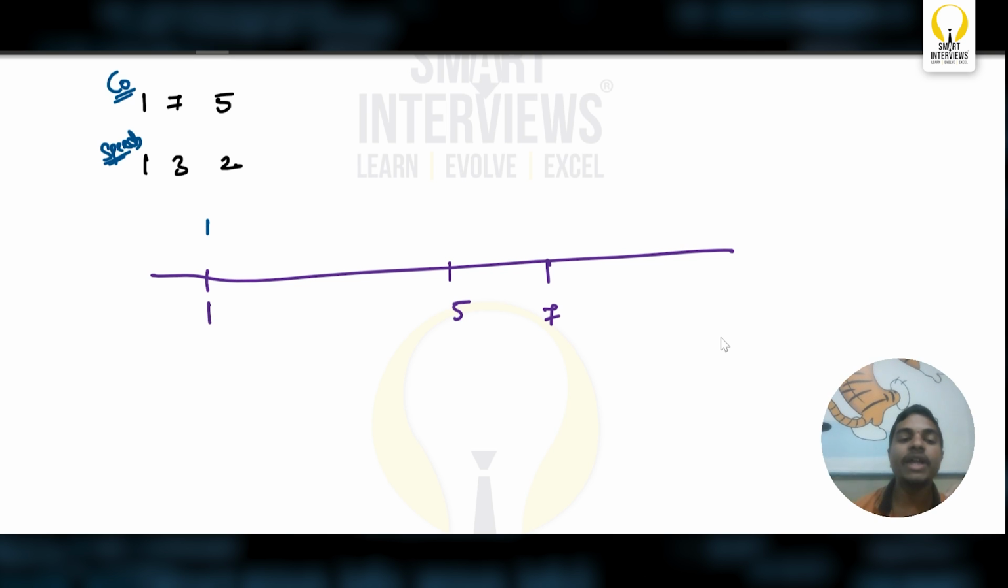If I want the time taken to reach the destination: he's at a distance of 1, and time taken is going to be distance by speed. It's going to be 1 by 1, which is 1. Fine. The time taken for the person at 5: distance is 5, speed is 2, so 5 by 2 is going to be 2.5 seconds. As it is mentioned in seconds, 2.5 seconds.